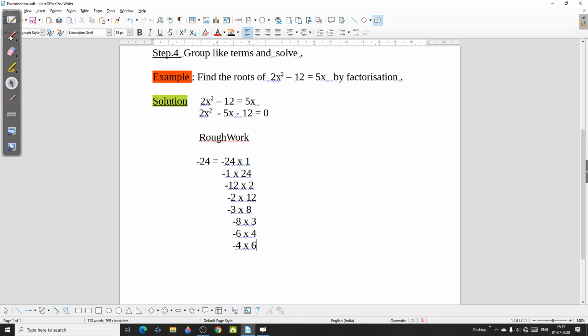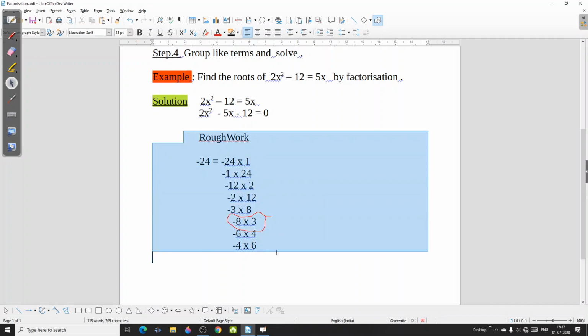So out of all these possible orders, the only possible way is minus 8 into 3. Because when we add minus 8 and 3, we get minus 5, and when we multiply minus 8 and 3, we get minus 24. So we'll write minus 5x as minus 8x plus 3x. This is all rough work. As I told you, this is rough work, and not necessary to be shown in the solution. You have to calculate orally only.